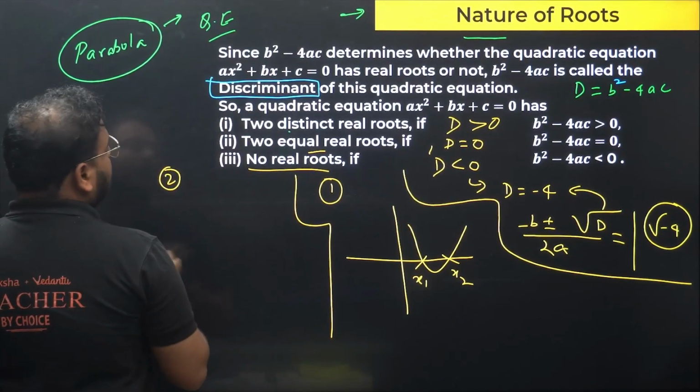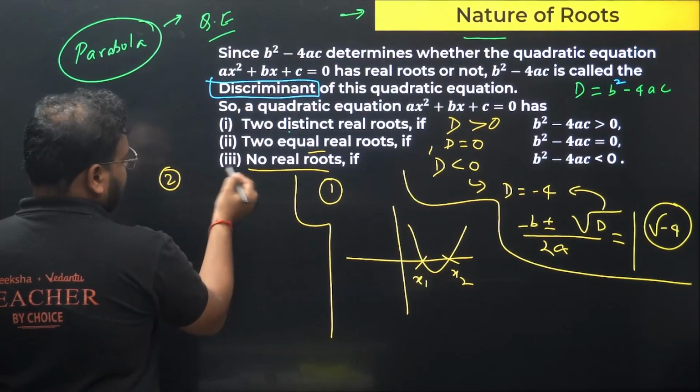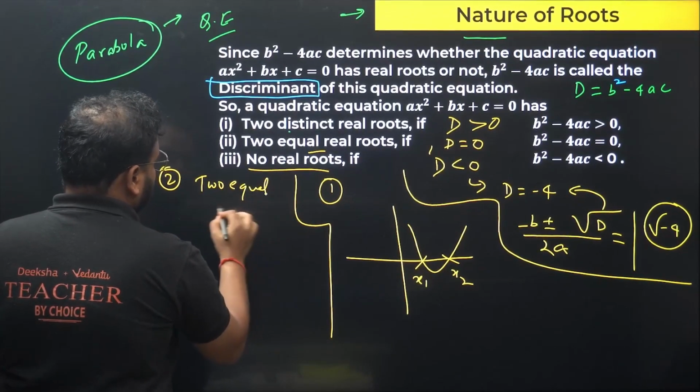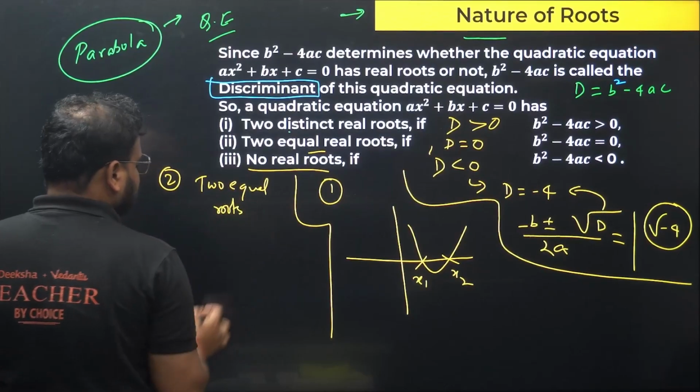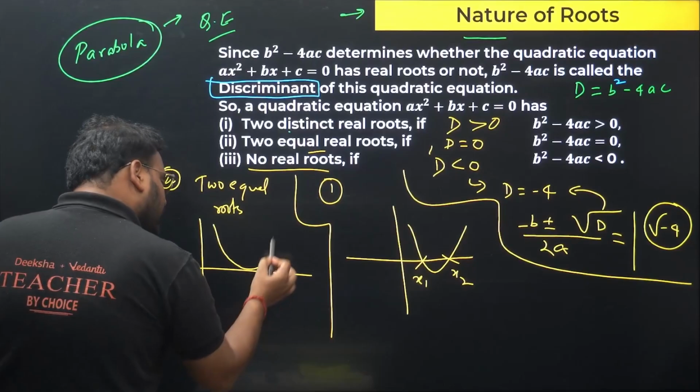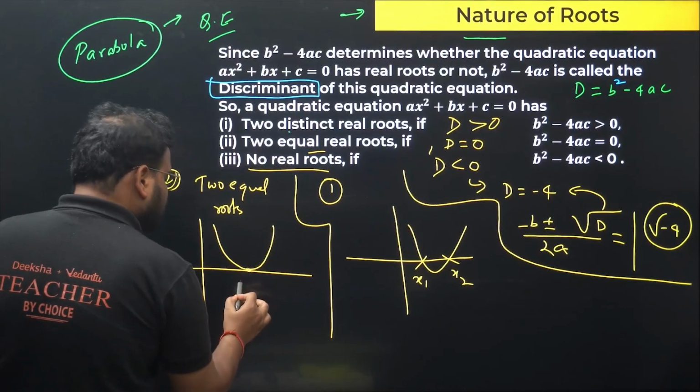Now moving on to the second case, two equal roots. What happens in this case? Very simple. The graph will not cut, it will simply touch. So in this case, what will happen?